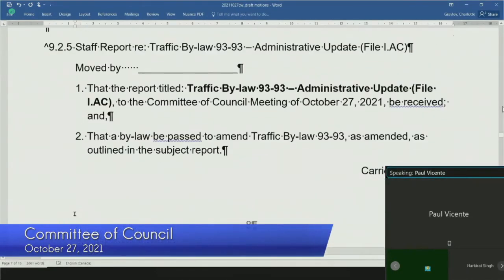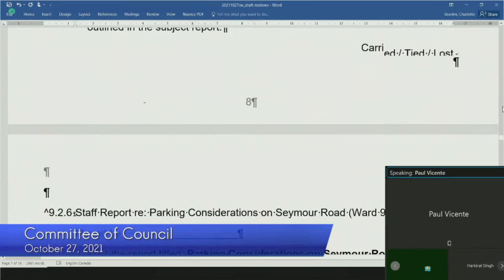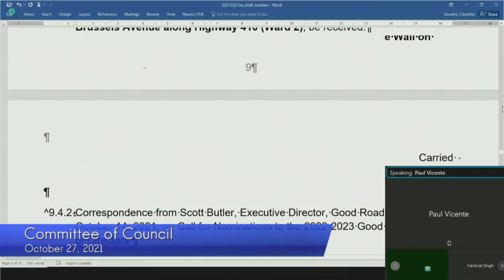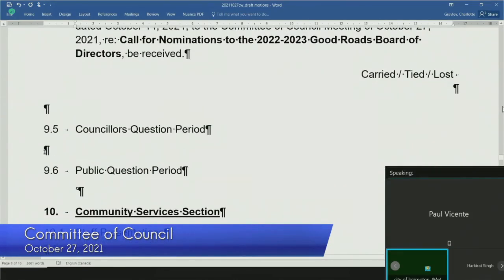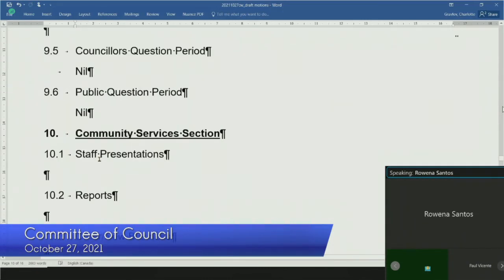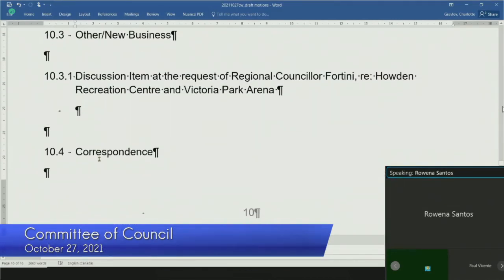Mr. Clerk, do we have any questions from members of the public with respect to any item on today's Public Works agenda? We do not, Mr. Chair. Okay, thank you. And so with that, we'll move on to the Community Services section to be chaired by Councillor Santos. Thank you very much, Councillor Vicente. I believe there's only one item for the Community Services section, which is 10.3.1. A discussion item at the request of Regional Councillor Fortini regarding Howden Recreation Centre and Victoria Park Arena. Councillor Fortini, the floor is yours.